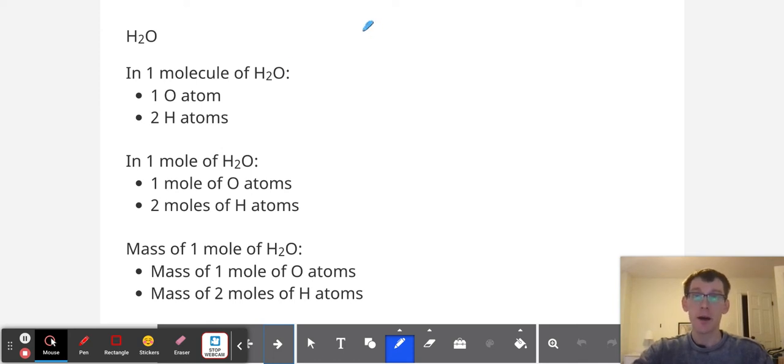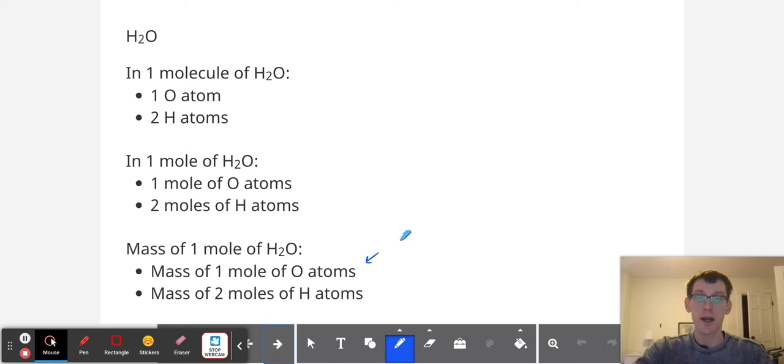So if we were to scale this up and take, say, a dozen water molecules, then there would be 1 dozen oxygen atoms and 2 dozen hydrogen atoms. Well, if we made this even bigger and scaled it up to a mole, there would be 1 mole of oxygen atoms per mole of water, but there would be 2 moles of hydrogen atoms per mole of water. And if we wanted to talk in terms of mass, then the mass of a mole of water would be equal to the mass of a mole of oxygen atoms plus the mass of 2 moles of hydrogen atoms.